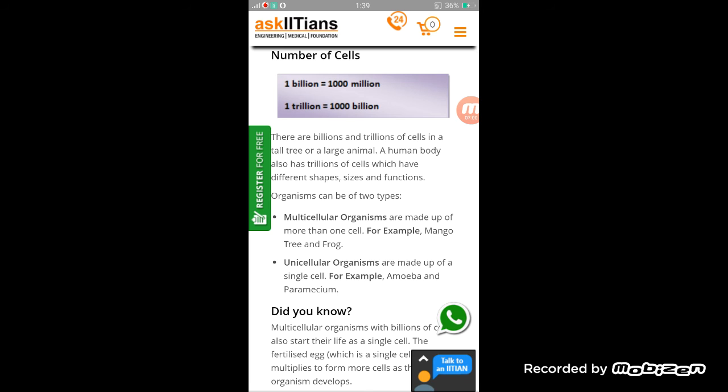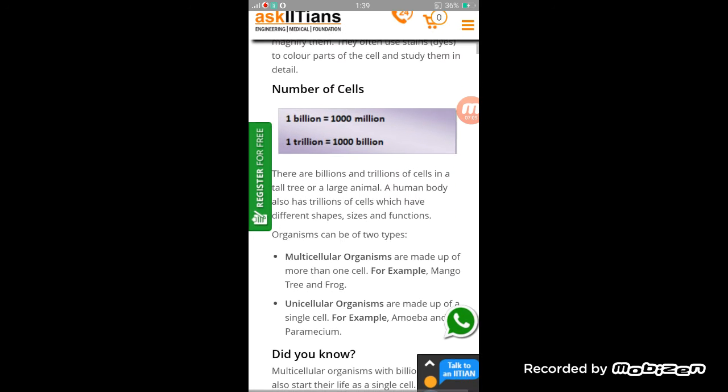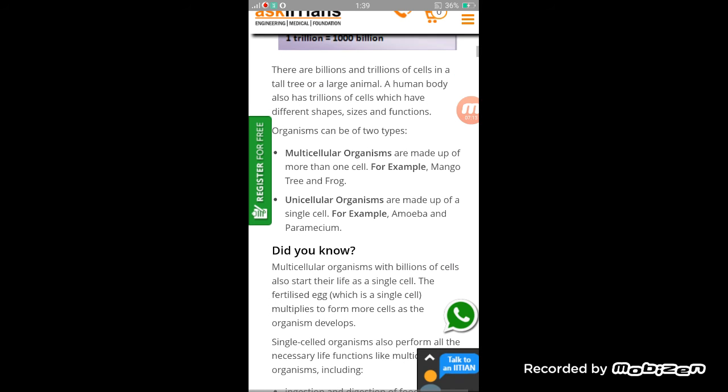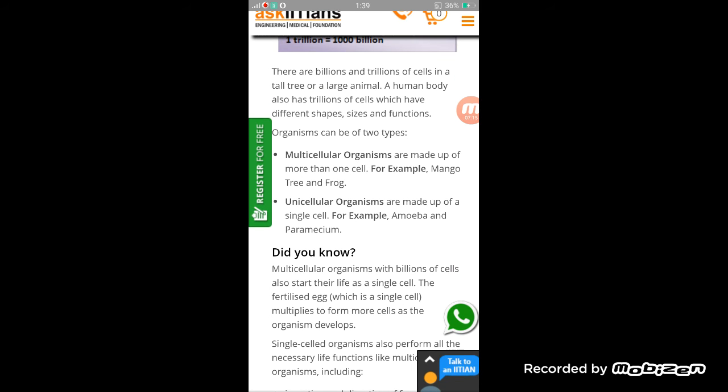Regarding the number of cells, 1 billion is equal to 1000 million, as we know, and 1 trillion is equal to 1000 billion. There are billions and trillions of cells in a tall tree or a large animal. A human body also has trillions of cells, which have different shapes, sizes and functions.